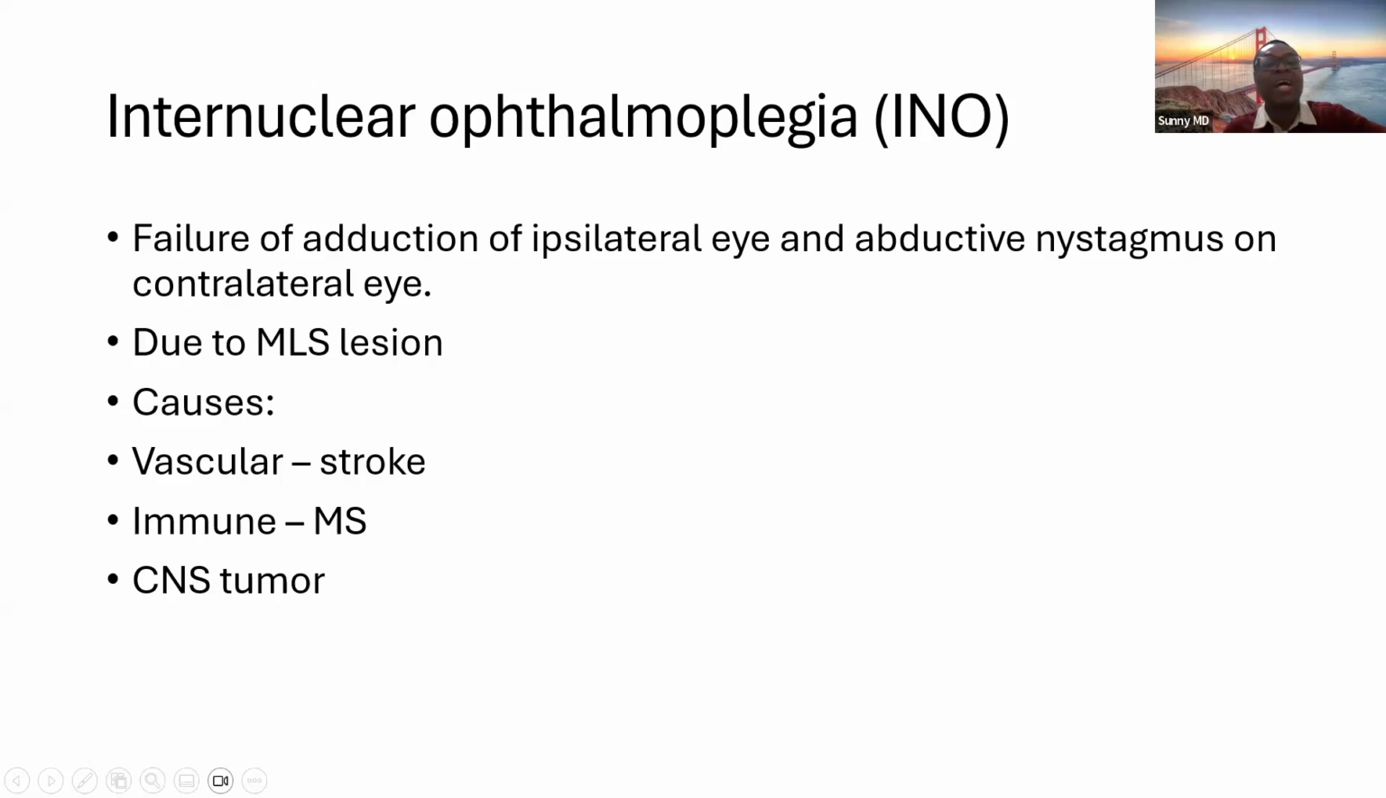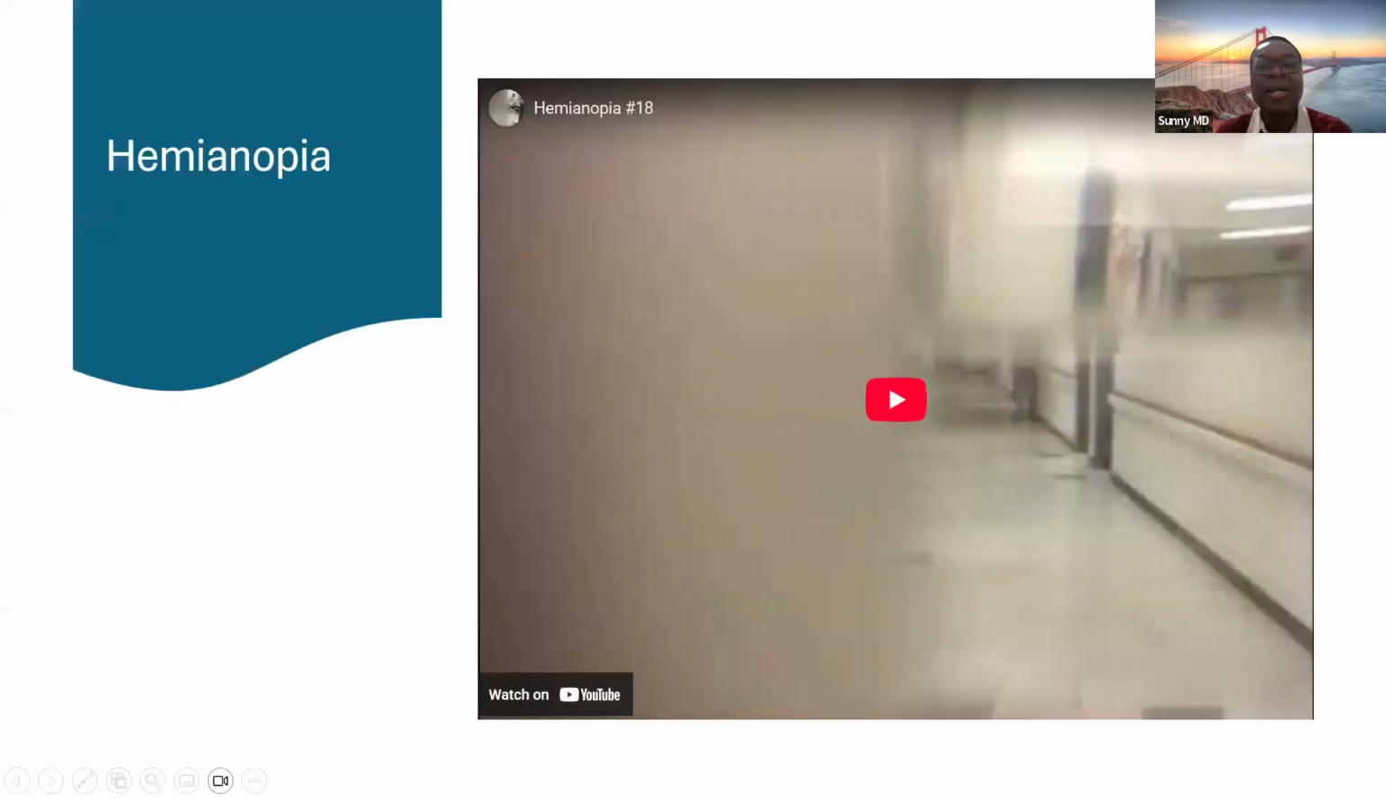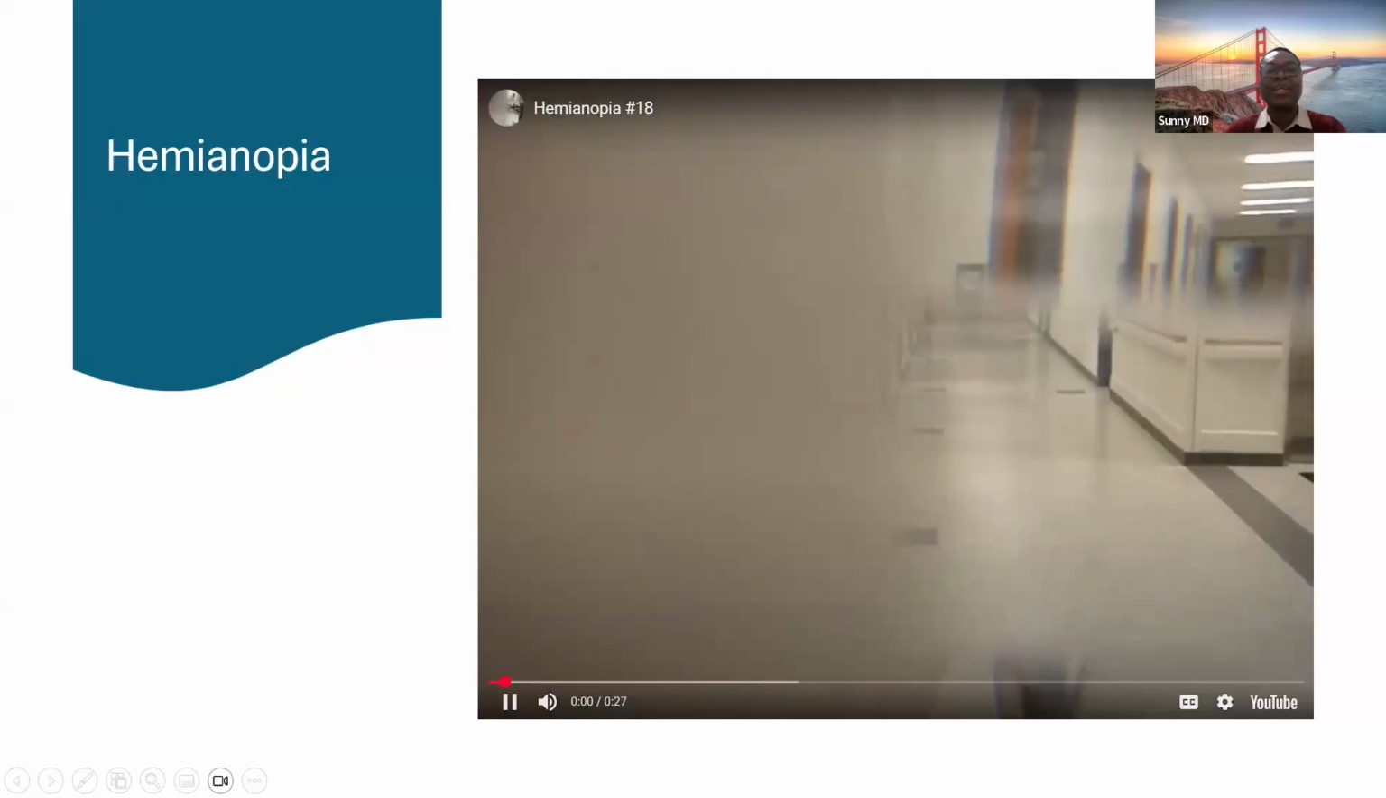Oh, no, sorry, it's correct. Failure of adduction of ipsilateral eye and abductive nystagmus on the contralateral eye. Yeah, that's correct. It's due to a lesion in the medial longitudinal fasciculus. If you were in the first lecture, you probably understand this. So causes could be vascular or immune, inflammatory, tumors, etc. Okay.